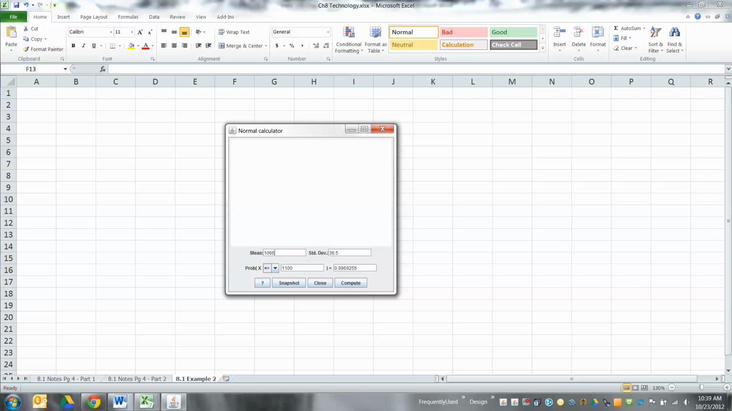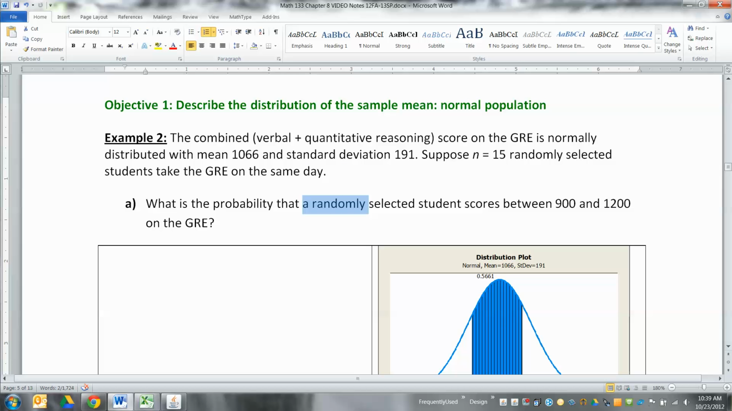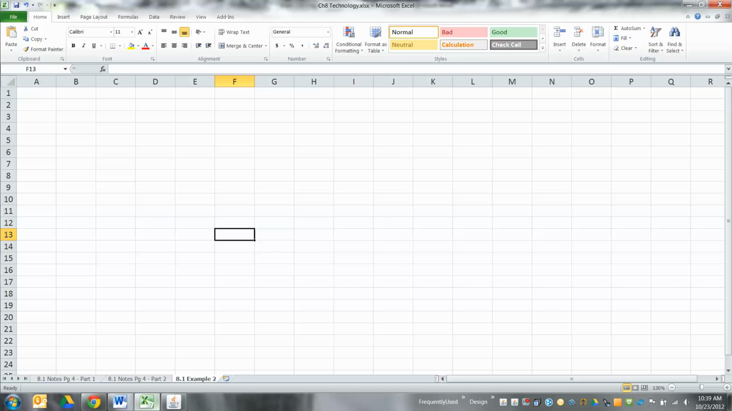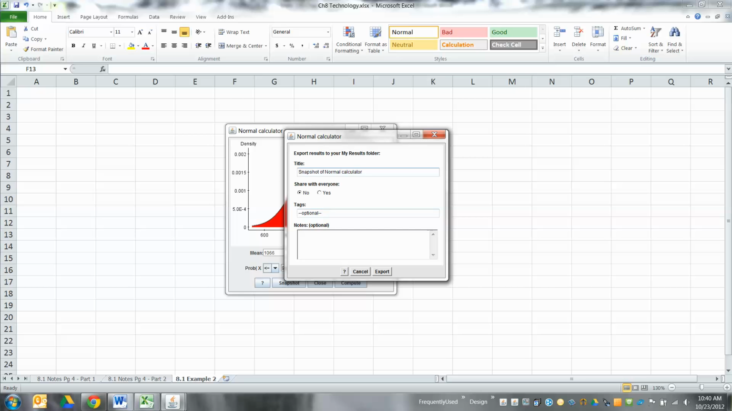So 1066, and then the standard deviation. Let me go back here real quick. This was for a single student, n equals 1. So it's just 191. Nothing's changing when it's talking about an individual. So 191 is my standard deviation. And I want to be less than, well, I'm going to have to do it twice. I'm going to have to do 900, and I'm going to have to do 1200. So I'm going to compute one, take a snapshot. 8.1, example 2A, part 1.